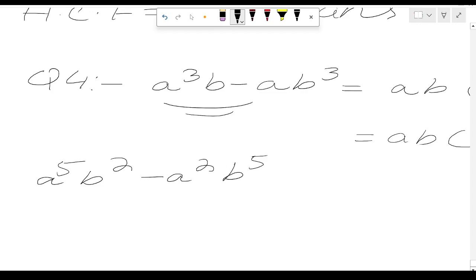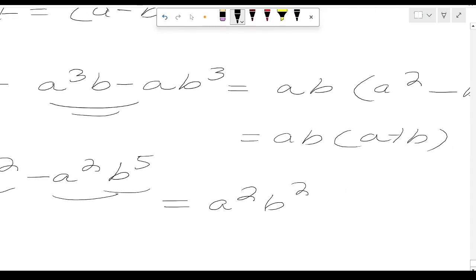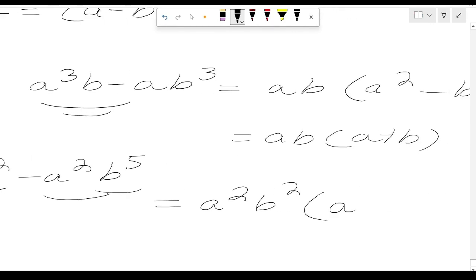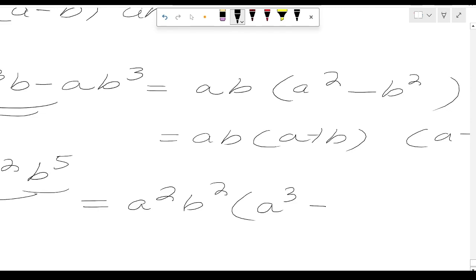Now what about the second part? Here we have a power 5 and a square. So I'll take a square as a common. I'll write a square, and then I have b square and b power 5. I'll take b square as a common value. So we have a square and b square, so bracket will be applied. Then we have a power 5 divided by a power 2. That will be equal to a power 3. b square and b square will be cancelled. Then we will have b power 5 divided by b power 2. That is b power 3.